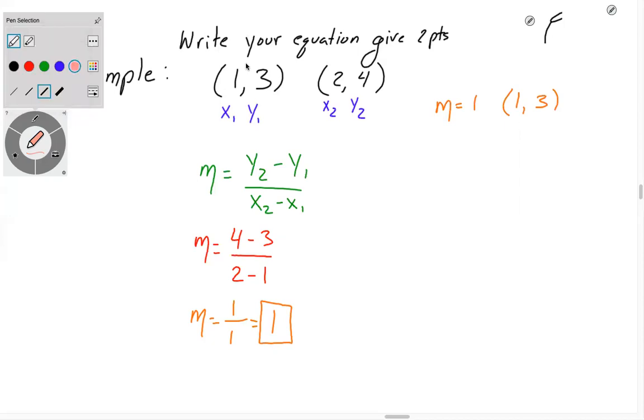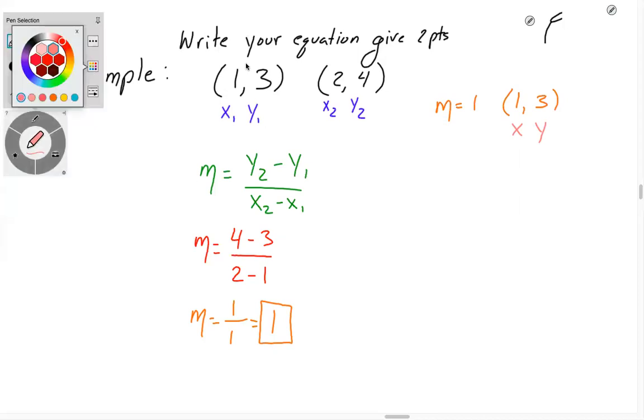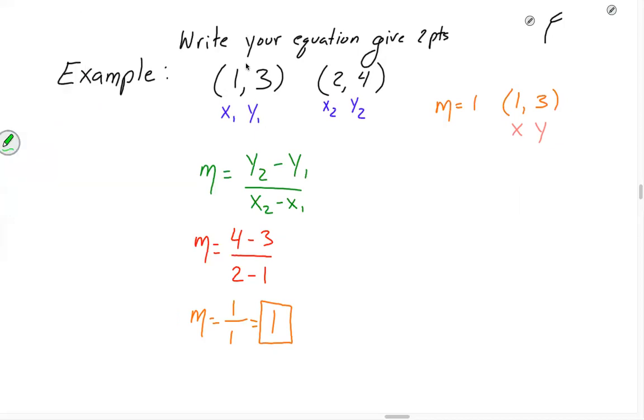Ready for this? Neve, what's step number 1? Step number 2, Kanye? Write my equation. So I use the equation y2 minus y1 over x2 minus x1. Now what I need to do is use the other equation. That's y equals mx plus b.